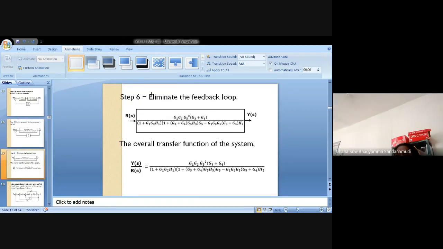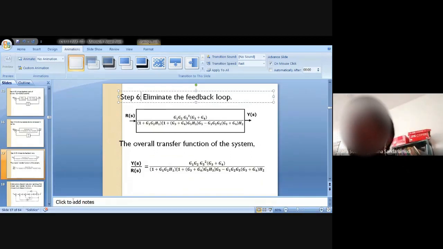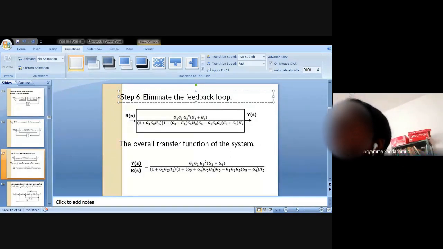Next step number 6: eliminating the positive feedback loop. Here I have not written positive, but it is a positive feedback loop. If you remove it, you will get this. So what is y of s by r of s? This is what you will get. Just note it down. I will call your roll numbers to take the attendance.